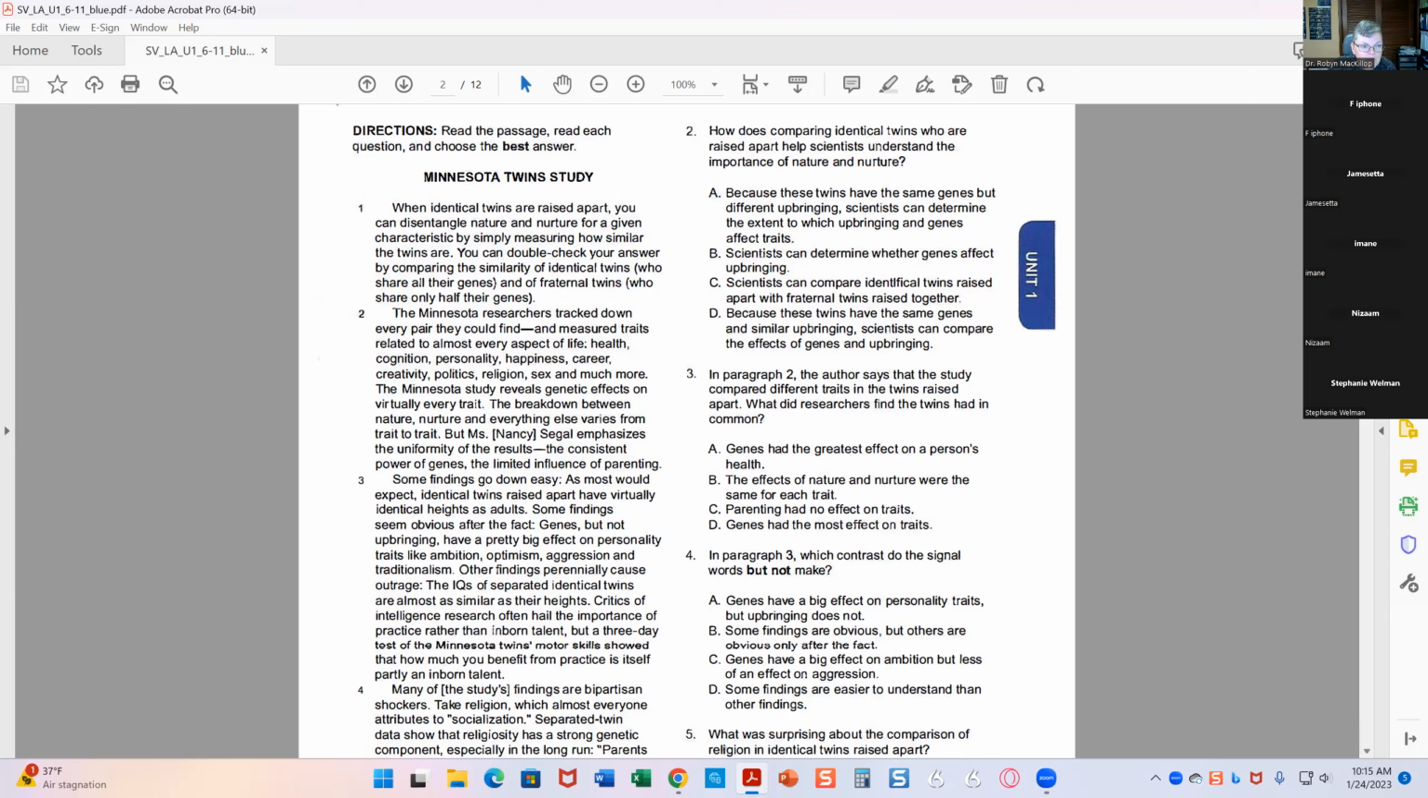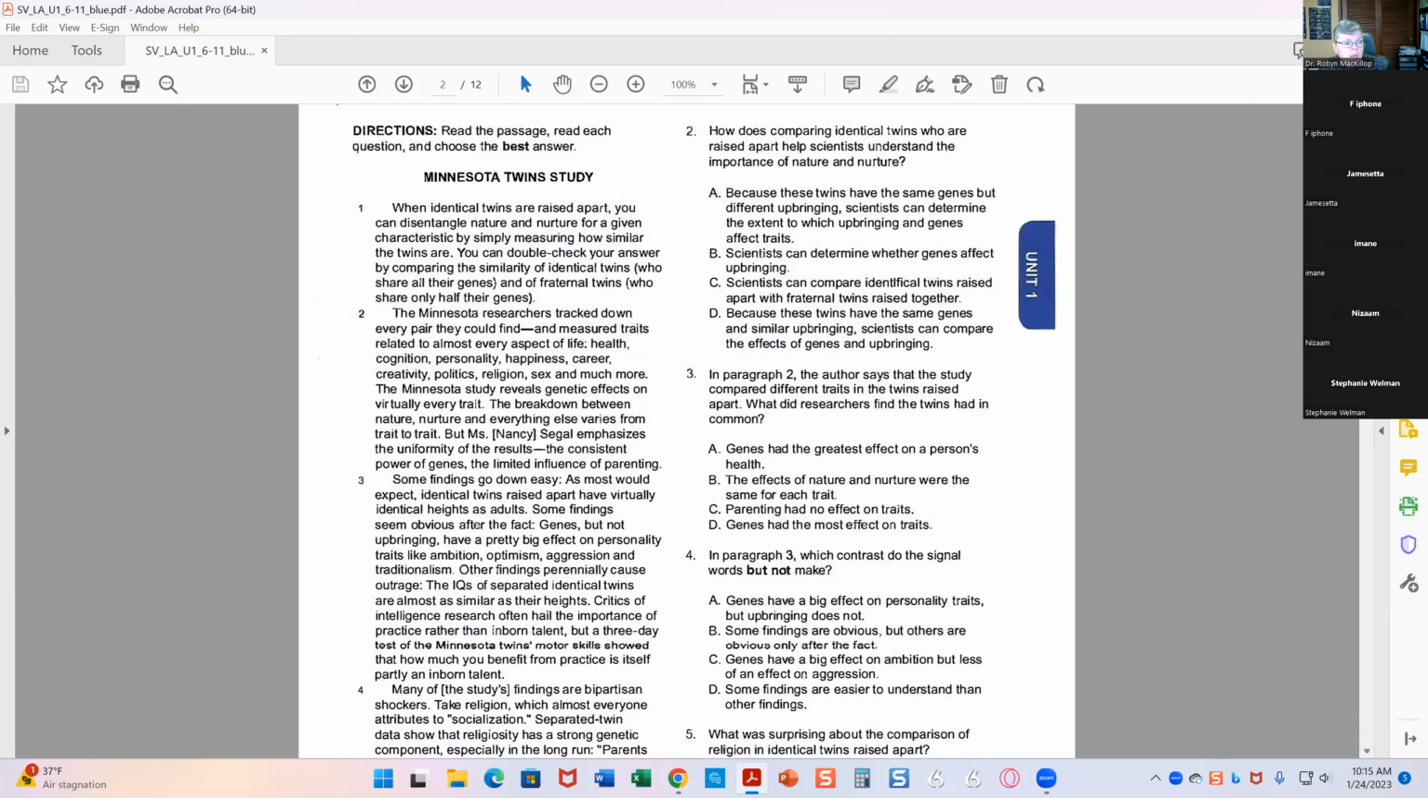Absolutely. It is A. Perfect. Yep, because the twins have the same genes, but they were brought up differently because they were separated. Yeah. That really helps scientists to determine what traits are coded in your genetics versus how you were raised. It's very interesting. Genetics are something else.